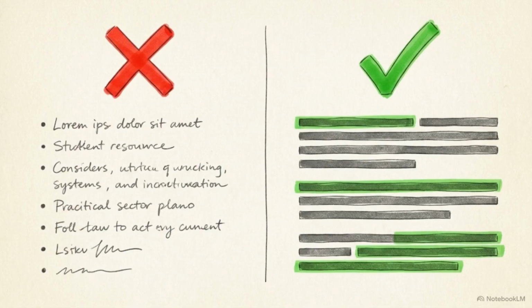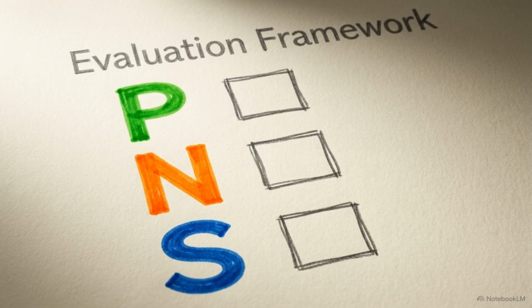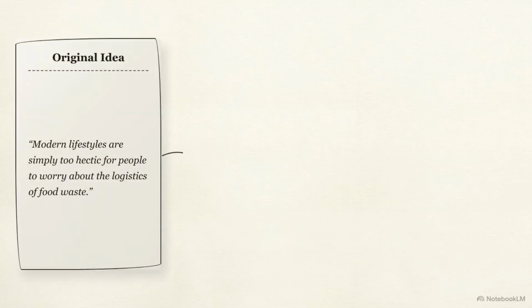passive book report. Once your route is planned, you need a tool to evaluate ideas within body paragraphs. That tool is the PNS method: positive, negative, and solution. Before applying PNS, assimilate a claim.